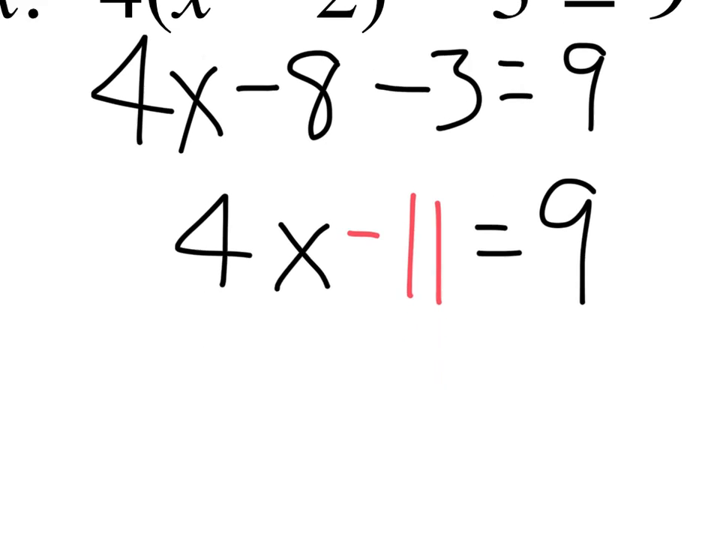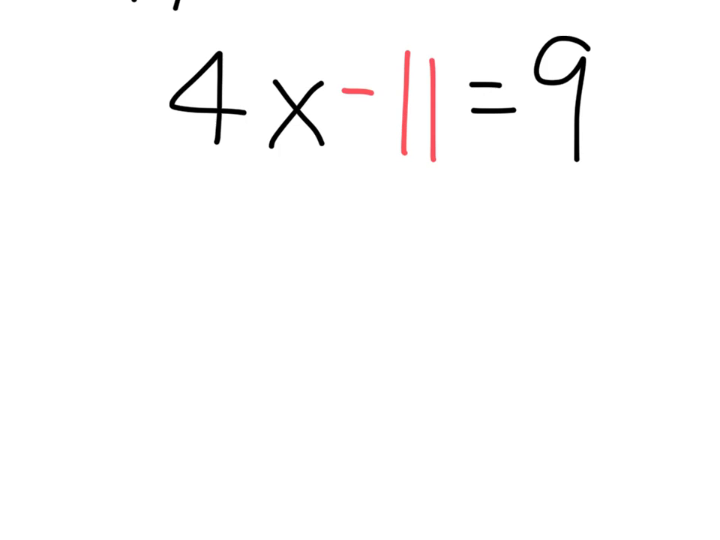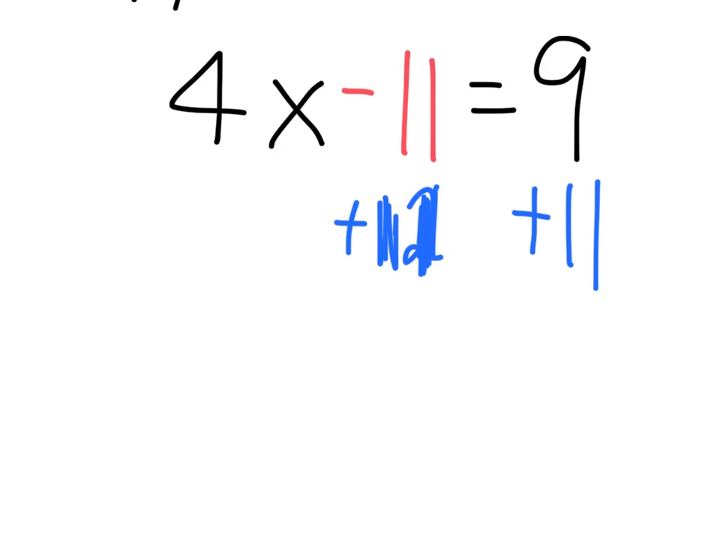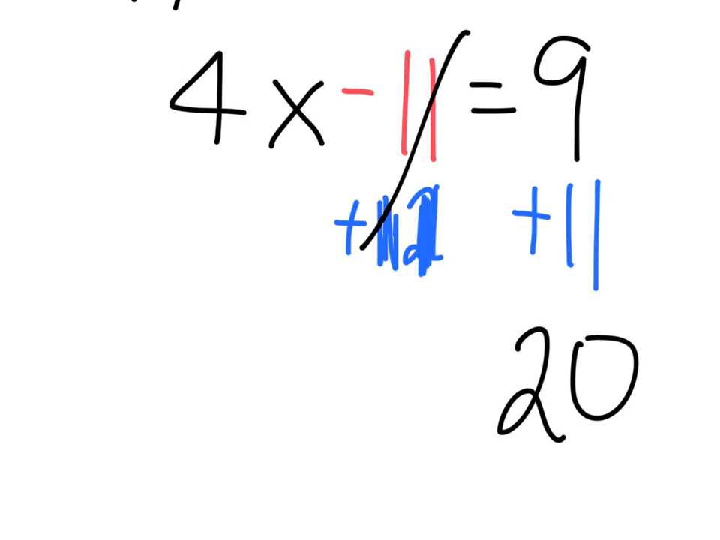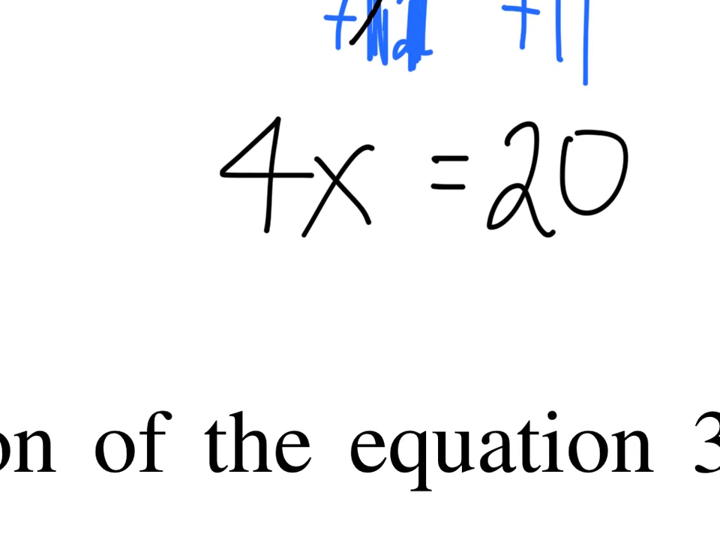Now we're going to have to get rid of this minus 11. So we're going to do the opposite. We're going to add 12 to... oh man. We're going to add 11 to one side, and we're going to add 11 to the other. These cancel out, and 9 plus 11, of course, is going to give us 20. 20 equals 4x. And so, final step, we need to divide both sides by 4.